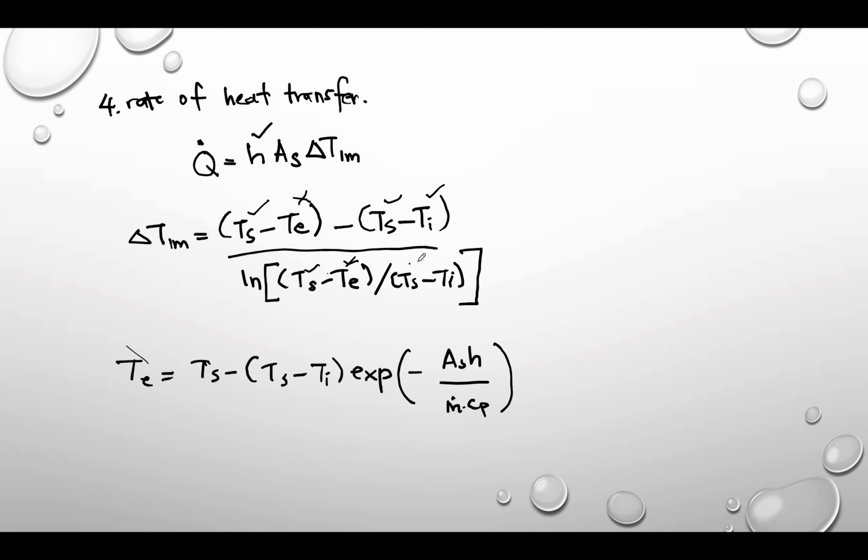So we have one unknown. To determine the T exit, we have to use the equation T exit equals Ts minus Ti exponential negative As h over m dot Cp. Here As we can find, h we can find, Cp is already in the properties, and Ti and Ts are given in the question. Here we have m dot. We need to calculate m dot and As. So now we focus on As and m dot.